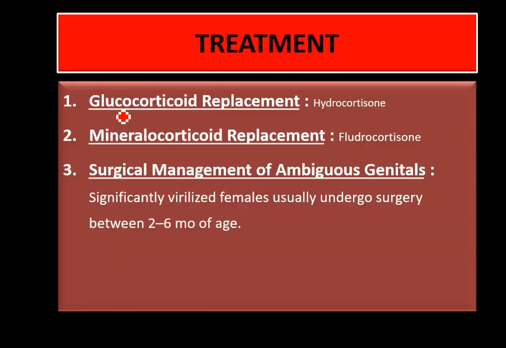Treatment. Usually glucocorticoid replacement therapy in the form of hydrocortisone, and mineralocorticoid replacement by fludrocortisone, and surgical management of the ambiguous genitalia. Significantly virilized females usually undergo repairing surgery between the ages of 2 to 6 months.